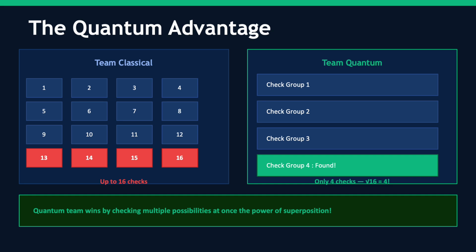The key reason Team Quantum wins is that their strategy checks multiple cards at once, whole groups at a time. This is exactly how a quantum computer uses superposition. Instead of looking at one possibility at a time, it considers many simultaneously, which is what gives it a speed advantage.